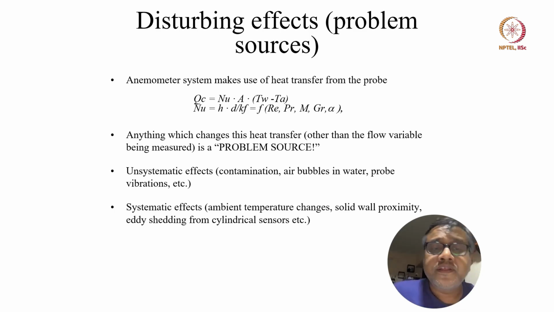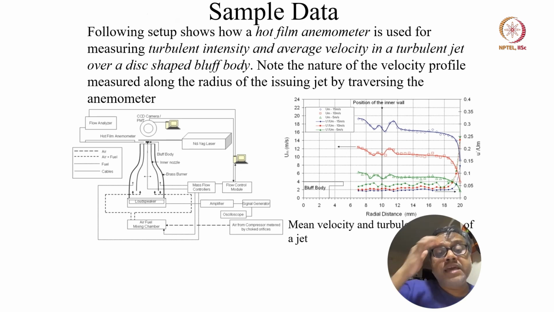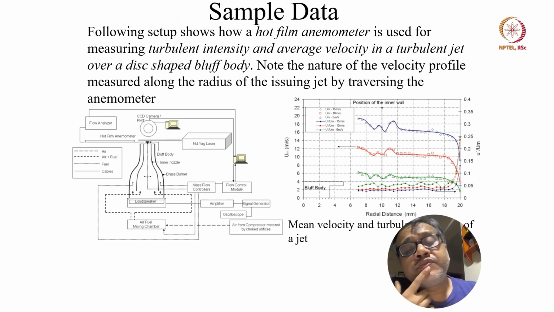Okay, so this is sample data. This is again taken from Professor Sethuraman's work, and Professor Shetoprabha Choudhury's work. It shows how a hot film anemometer is used for measuring turbulent intensity and average velocity in a turbulent flow over a disc-shaped bluff body. So note the nature of the velocity profile.